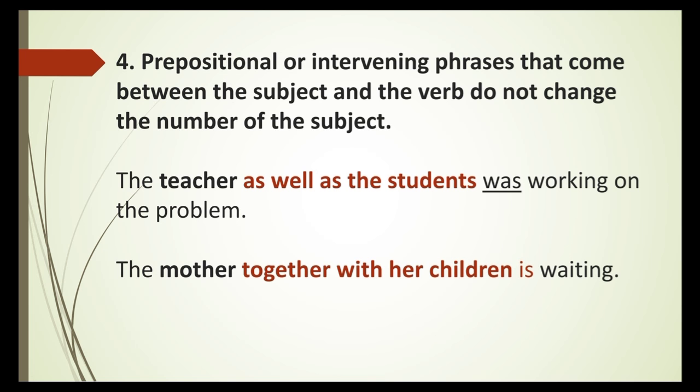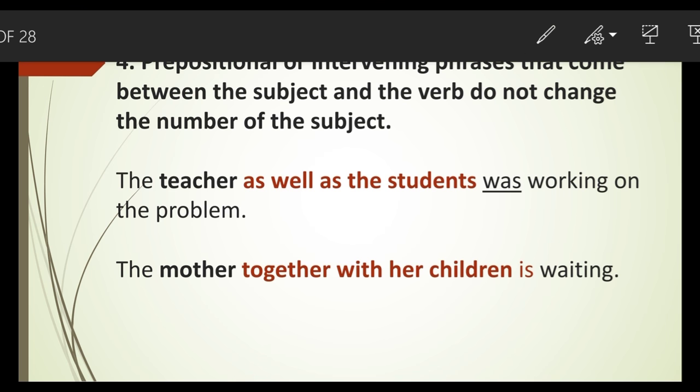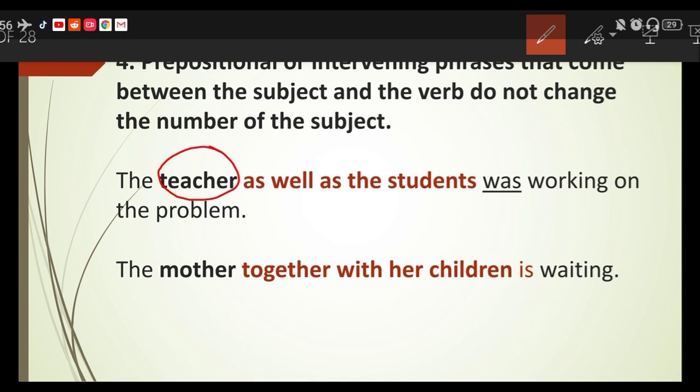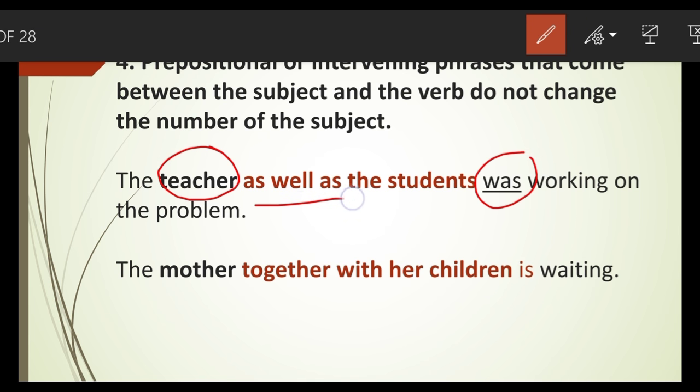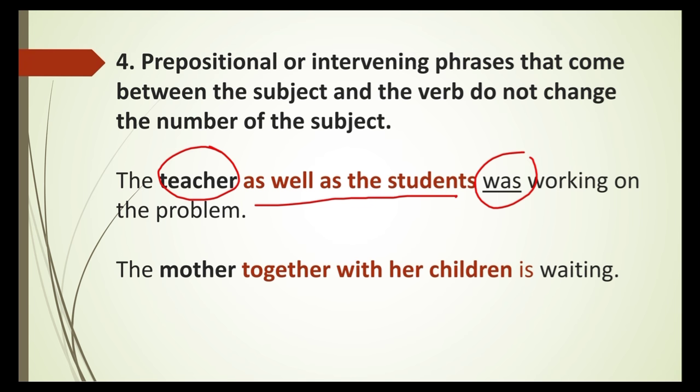Rule number 4. Prepositional or intervening phrases that come between the subject and the verb do not change the number of the subject. So, dito, ang pag-uusapan natin ay yung prepositional or intervening phrases. So, ano ba yung prepositional or intervening phrases? Ito yung mga panggulo na nakalagay between the subject and then our verb. So, ito sila. So, let's read the sentence. The teacher as well as the students was working on the problem.